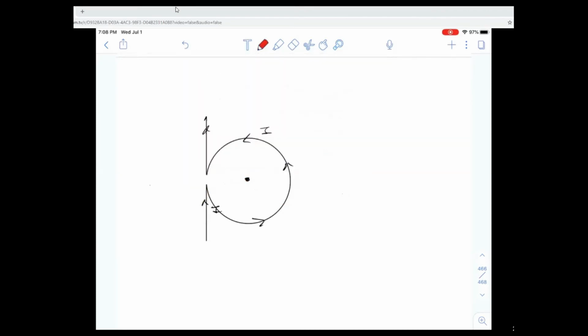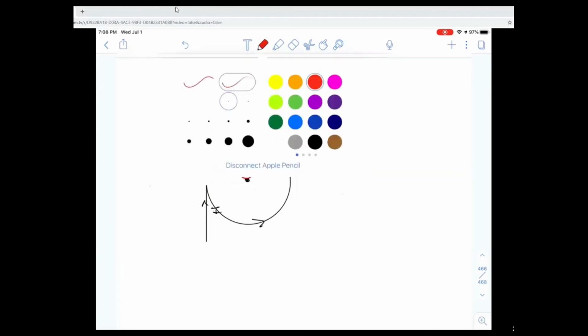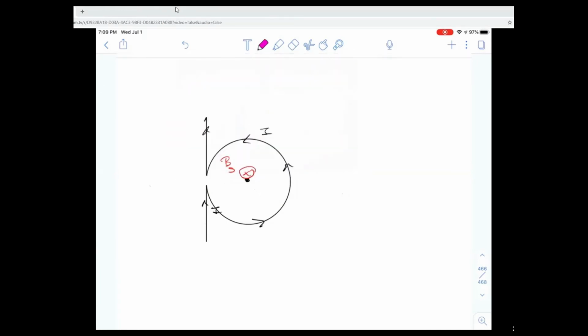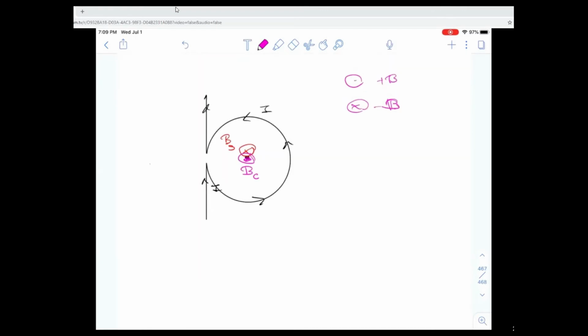All right, so the component of the magnetic field due to the straight wire, I'm going to call that B sub S, straight wire. And the component of the magnetic field due to the circular portion, I'm going to call that B sub C. Okay, so if it's coming out of the page, let's assume that this is positive. If it's going into the page, let's use the notation that that's going to be negative. Okay, so let's figure out the total magnetic field.